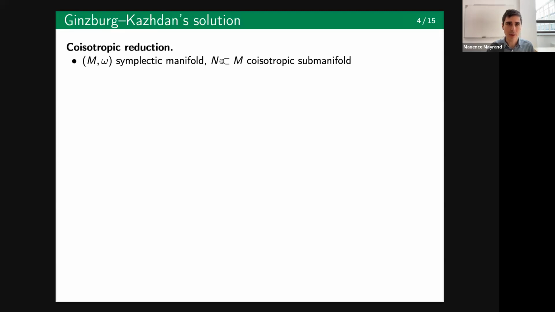So suppose that you have a symplectic manifold. Let me just briefly recap what is co-isotropic reduction, and then I will explain their construction. A co-isotropic submanifold means that the symplectic orthogonal of the tangent space is contained in the tangent space of that manifold. And the fact that omega is a closed 2-form implies that this is an integrable distribution. So you can take the leaf space.